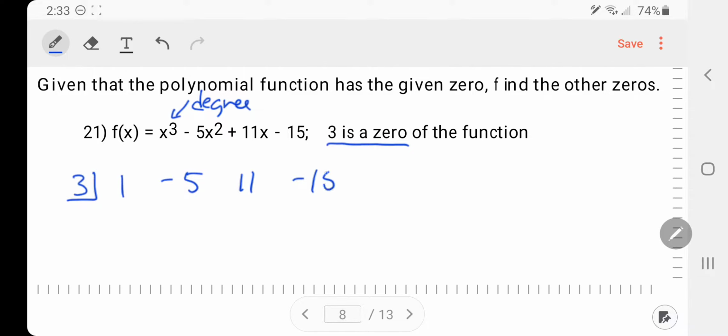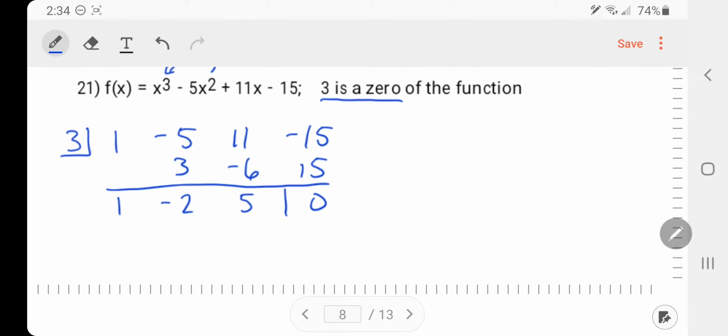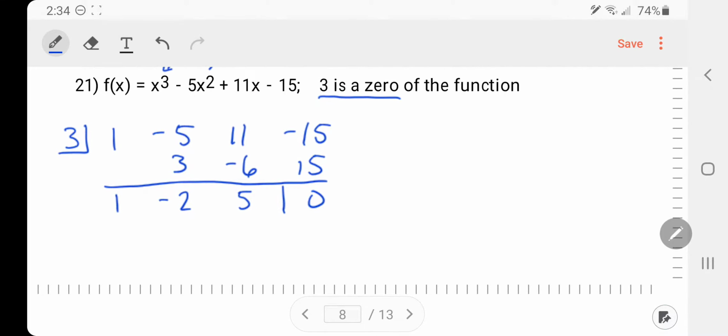And that's going to knock this function from a cubic down to a quadratic. And then we can sing the song. All right, here we go. The 1 comes down. 3 times 1 is 3. 3 minus 5, negative 2. Times 3, negative 6. 11 minus 6 is 5. Times 3 is 15. Look at that. Remainder of 0. I knew it. If 3 was a 0, if I do synthetic division, I get a 0 remainder.